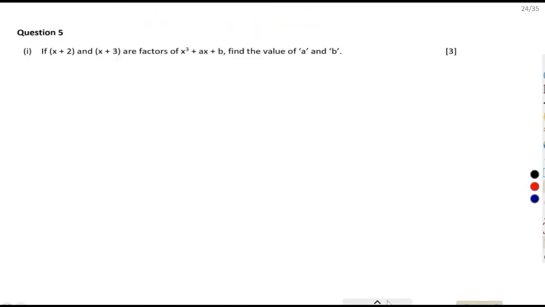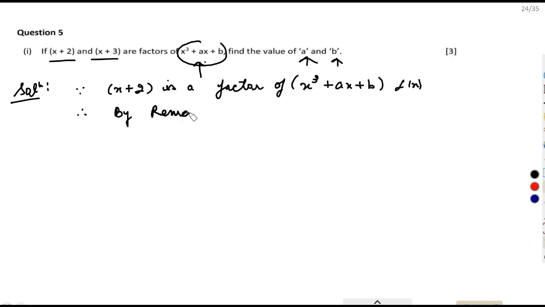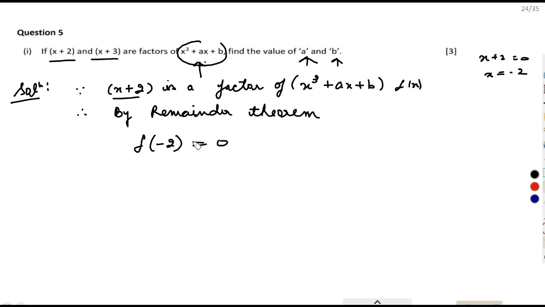Question number 5, first part. X plus 2 and x plus 3 are the factors of this. Find the values of A and B. If x plus 2 and x plus 3 are the factors of this, it means when we divide this function by x plus 2, remainder will be 0. So we are applying remainder theorem to find remainder. If x plus 2 is equal to 0, then x is equal to minus 2. And by remainder theorem, f of minus 2 will be 0. Put minus 2 in place of x.